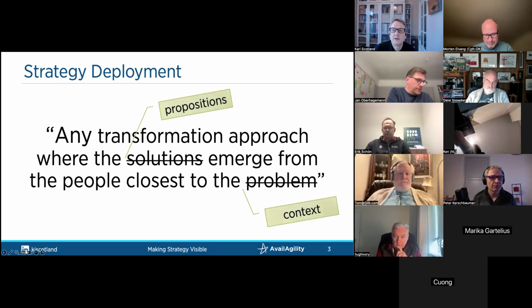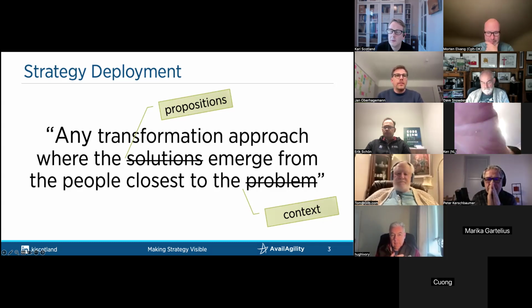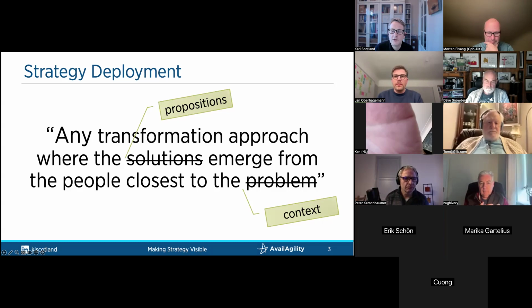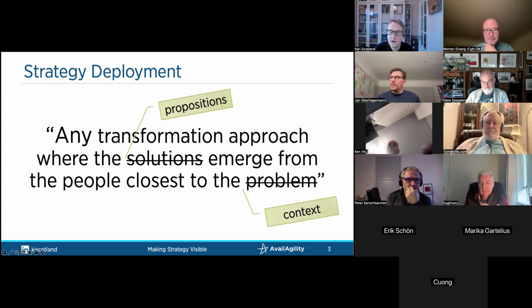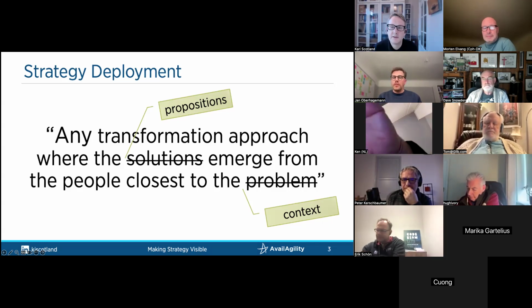So I played around with the wording and came up with an updated definition of strategy deployment: any transformation approach where the propositions emerge from the people closest to the context. The idea is that there's not a single problem, but this context, which is the mess of problems. We're not trying to come up with a known solution to any of those problems, but rather propositions: ideas, hypotheses or suggestions that we might want to try, which we think will improve the context. So we're moving away from that neat problem-solution language into propositions and ideas from the people closest to the context. That's strategy deployment.